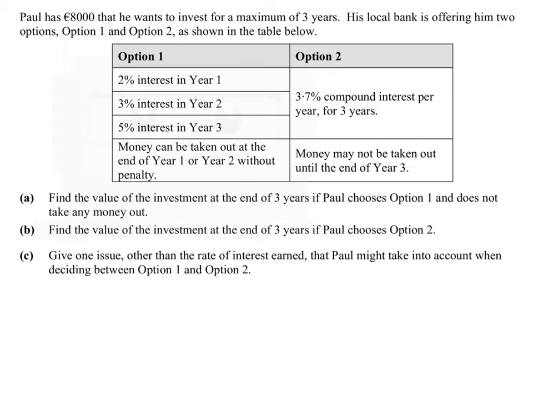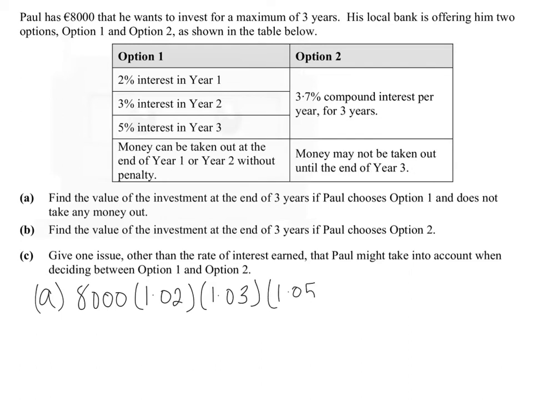So very simply, for part A, what we're actually going to do is we're just going to say 8,000, and we're going to multiply it by 1.02 for the first year, 1.03 for the second year, and 1.05 for the third year, because the investment is 100% plus the 2, the 3, and the 5% each year.